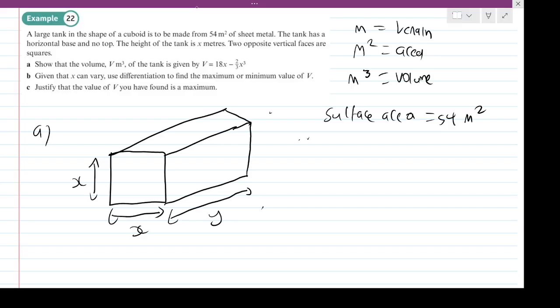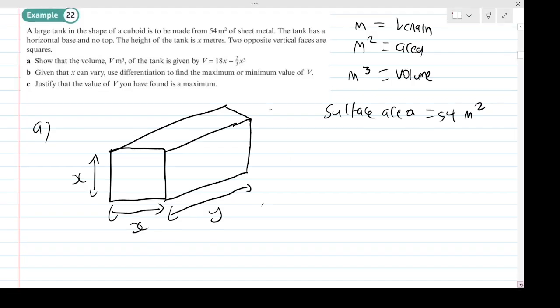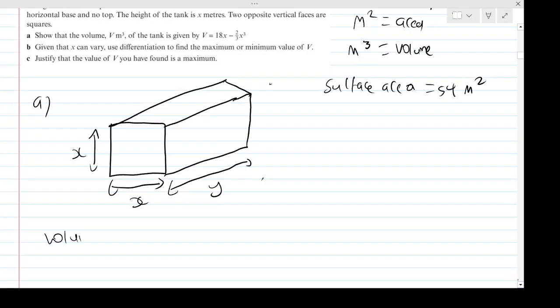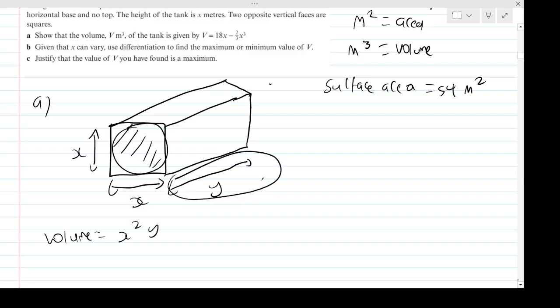Okay, now it's talking about finding the volume, right? So let's go about just trying to find what the volume will be. And with a cuboid, you should be familiar that the volume will be the cross section, or the area of this face here, which is x times x, which should be x squared, times by this length there, y, of how far wide it is. So the area of the cross section and how far wide it is. Okay, so x squared y.